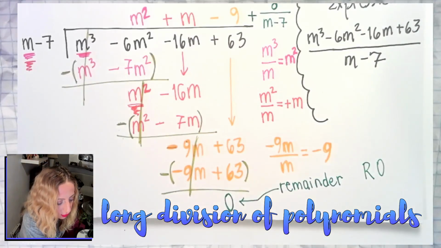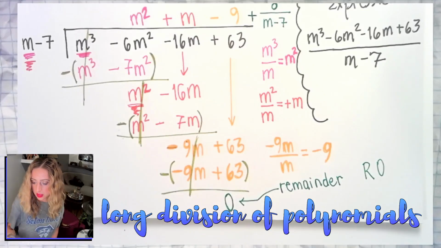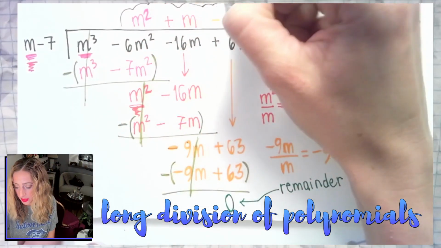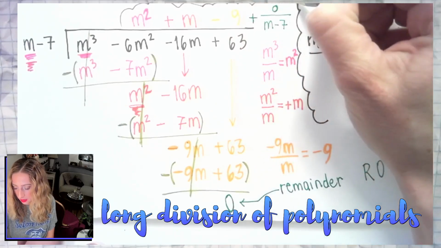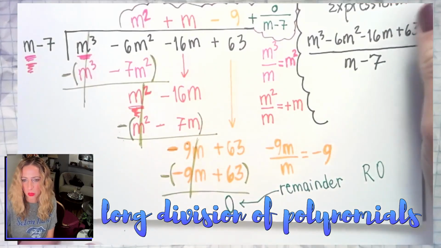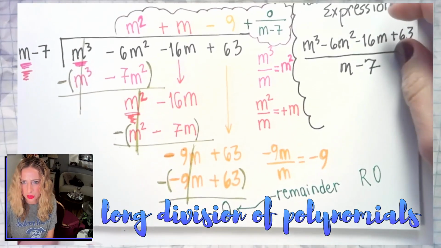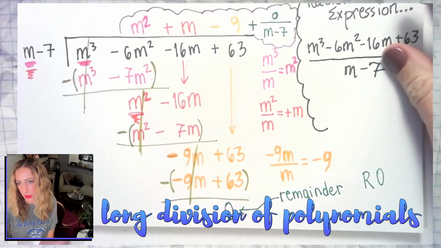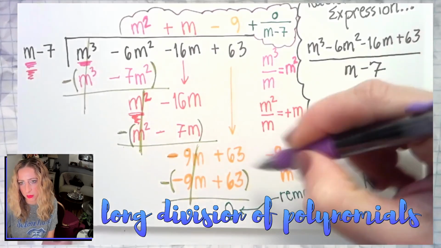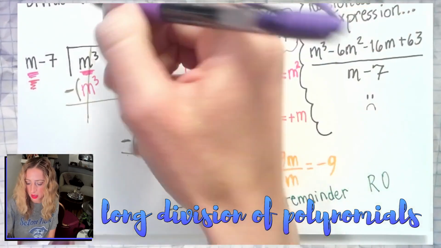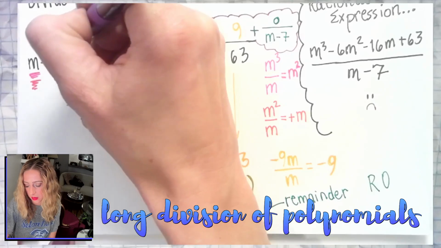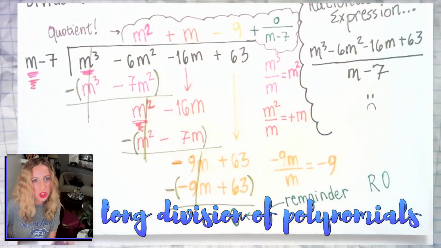So that means our final answer in this problem as a quotient is m squared plus m minus 9, remainder 0, or plus 0 over m minus 7. However we want to look at that part over there. So that is your answer. Okay, so this method wouldn't be too useful, but long division works every time. And that was our quotient. And long division is quite reliable.